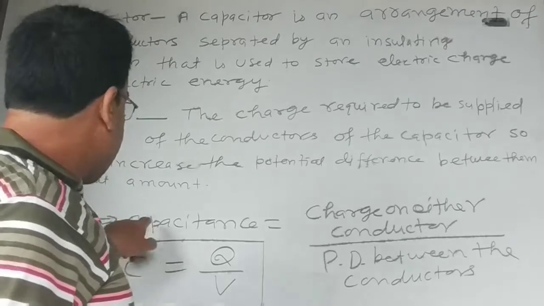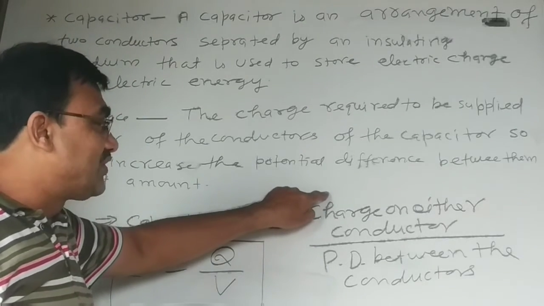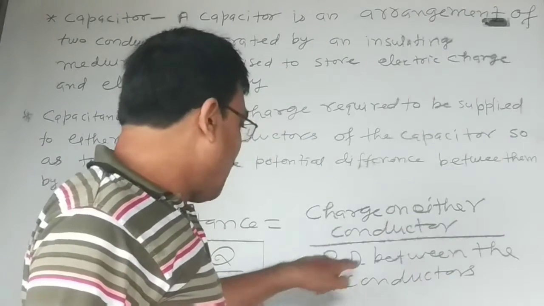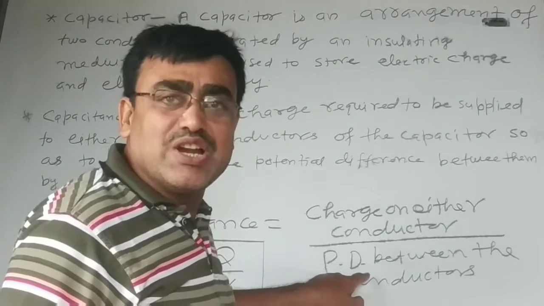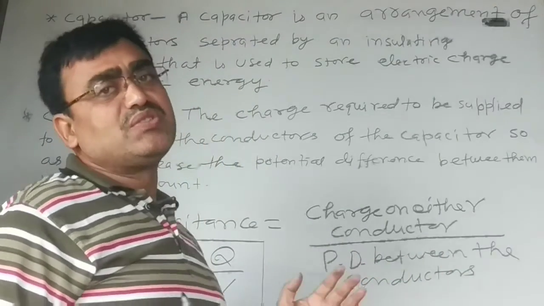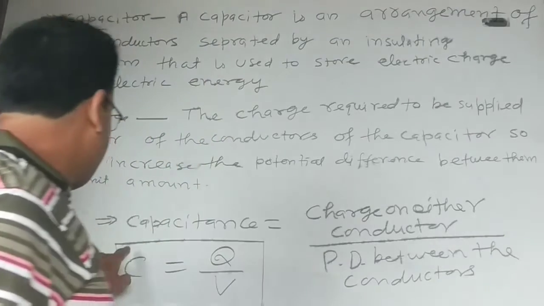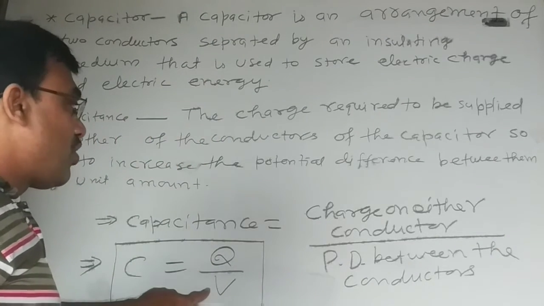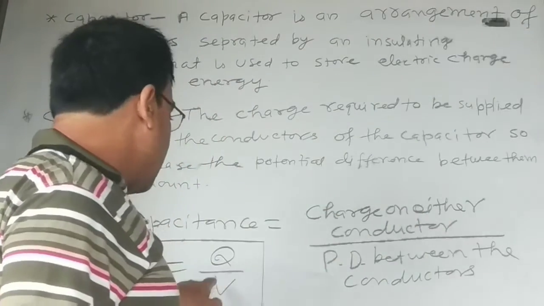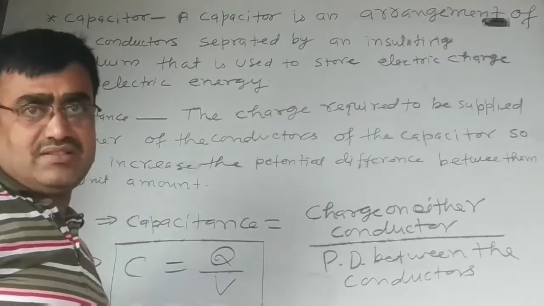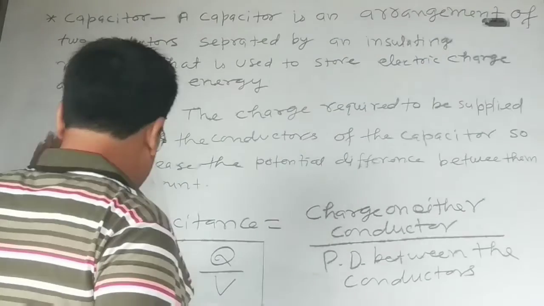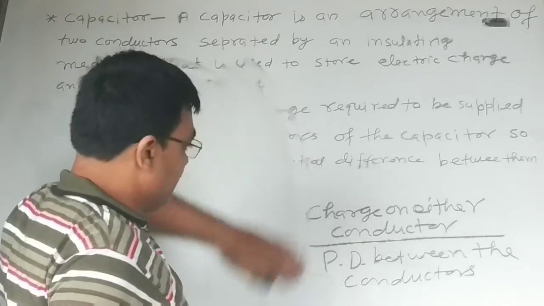Okay, that implies capacitance is equal to charge on either conductor upon PD, that means potential difference between the conductors. Commonly capacitance is denoted by C. Therefore C is equal to Q upon V. Here Q is equal to charge on either conductor and V is equal to potential difference. Okay? This is the definition of capacitor and capacitance.